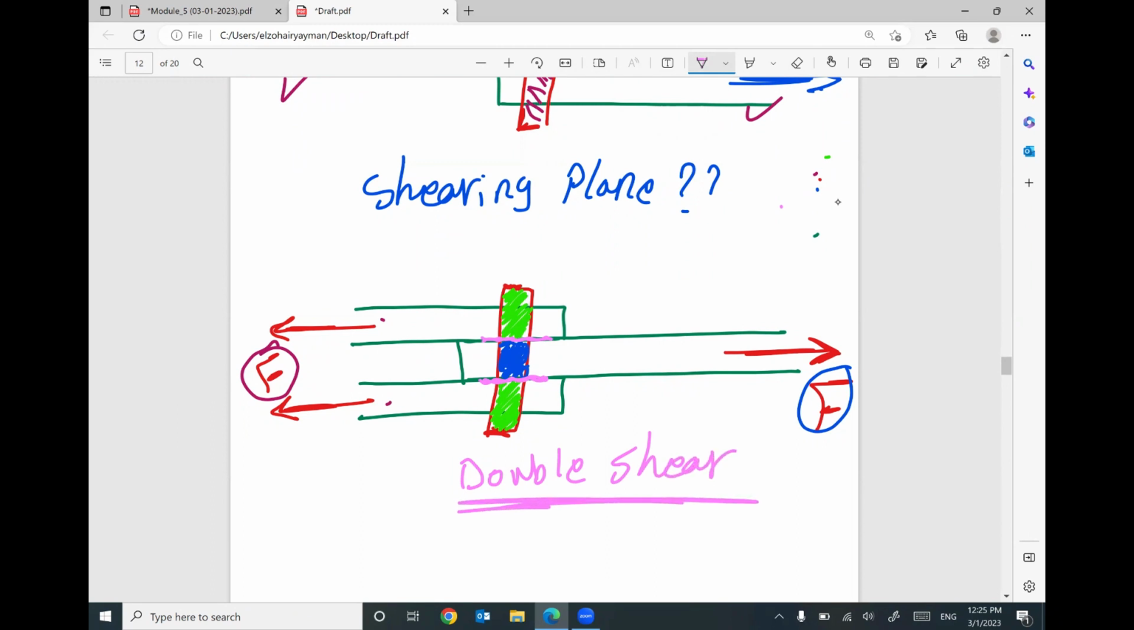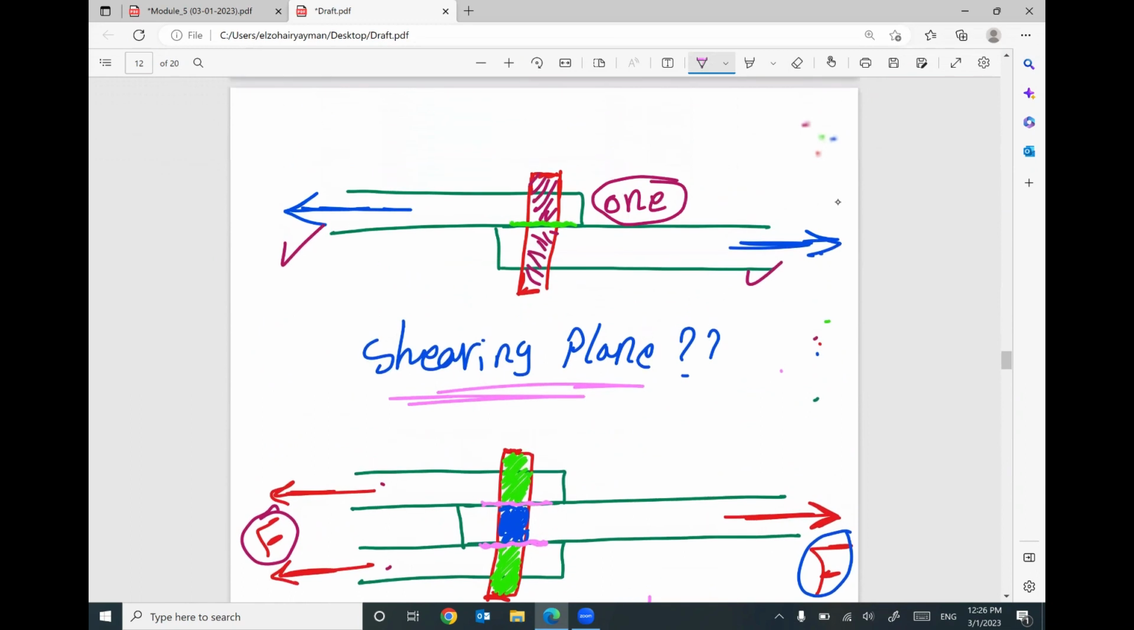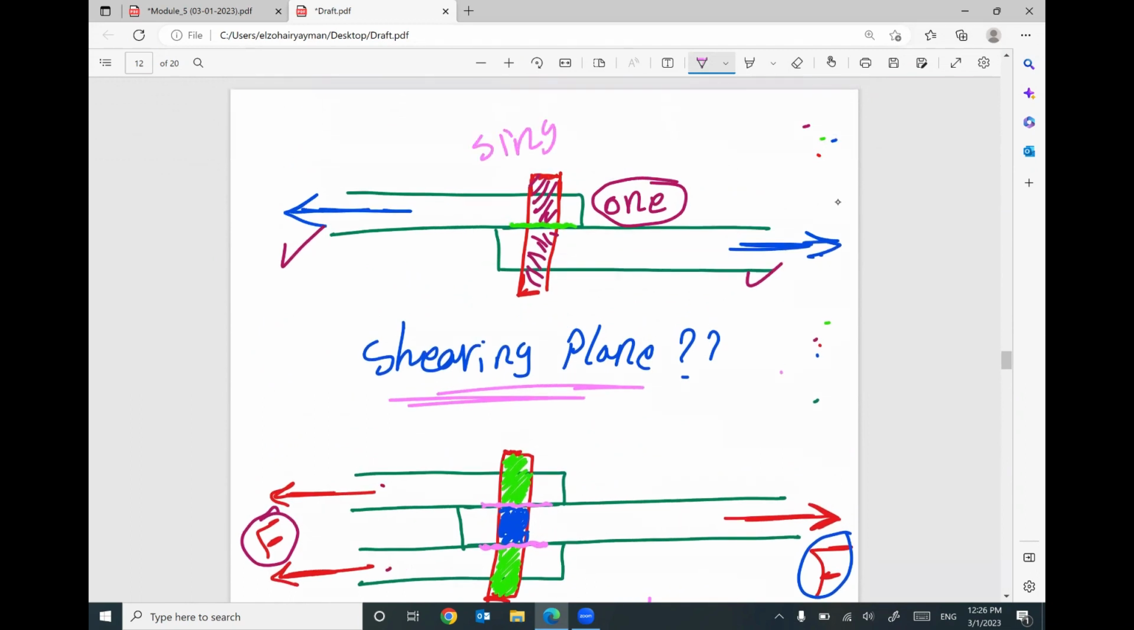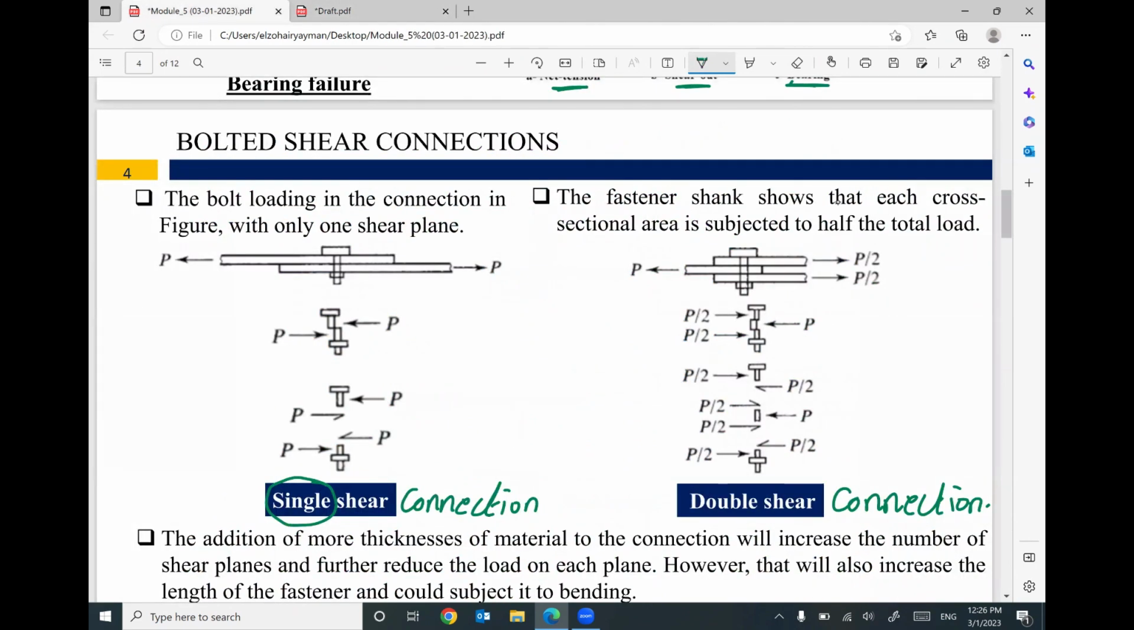Keep in your mind, we have single shear and we have double shear. This is the meaning of this slide. The bolt loading in the connection in the figure has only one shear plane. But in this case, it's a double shear plane. So the fastener shank shows that each cross section is subjected to half of the total load. So we have double shear and we have single shear. Keep this in your mind.